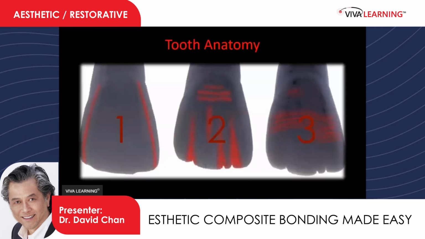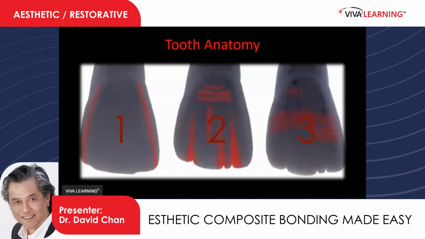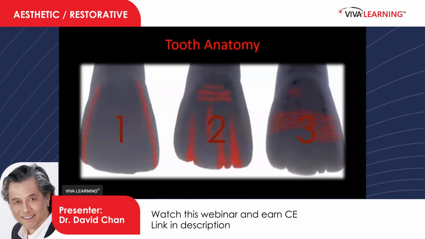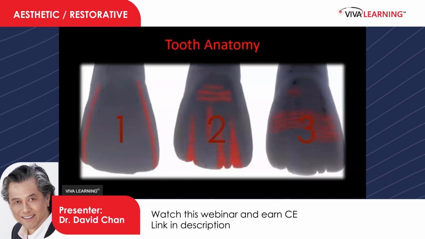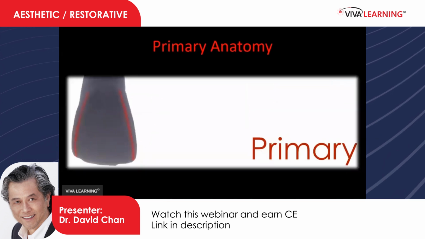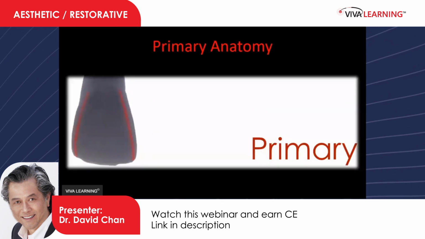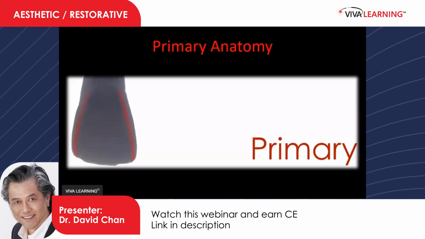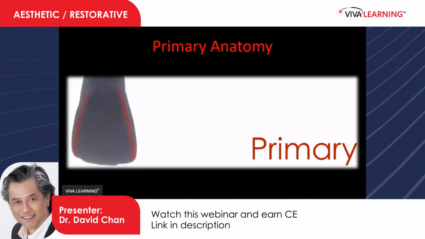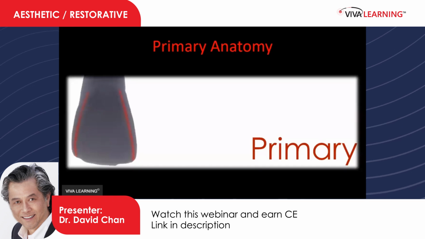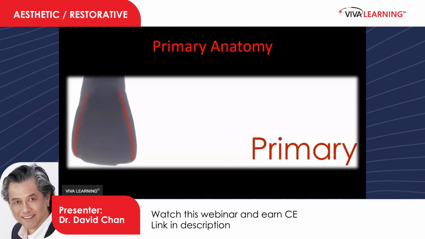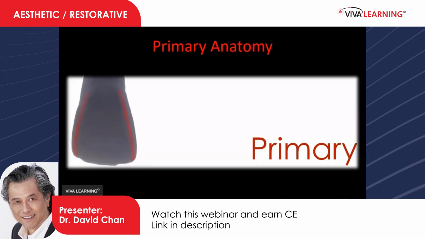So there's really three things in tooth anatomy that we need to focus on: primary, secondary, and tertiary anatomy. So let's go over those one by one briefly. Primary anatomy is basically just the line angles, what you see there in the red. But what is very important, we need to know where they are. So whenever I do composites, because I get to decide where the line angles go, I need to first identify them. I need to visualize them.